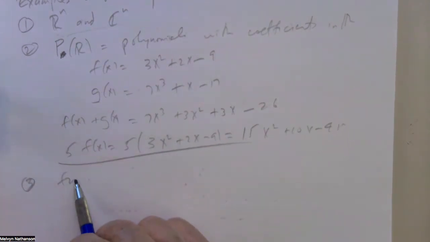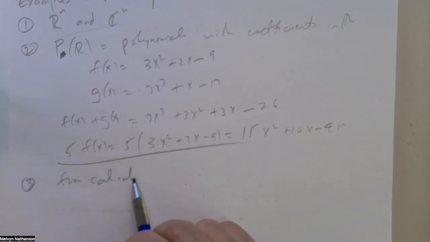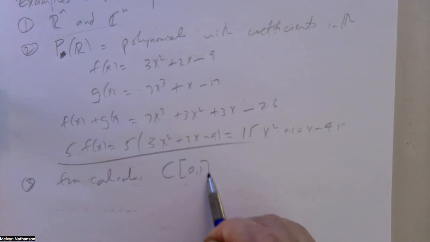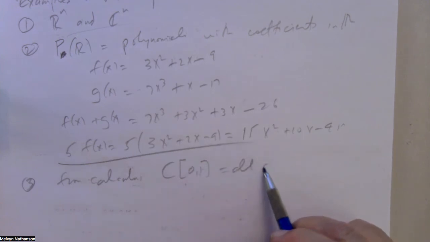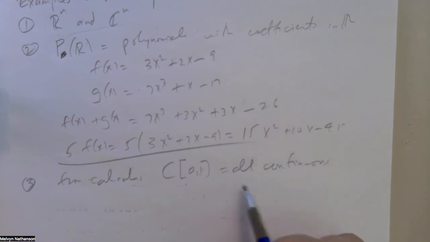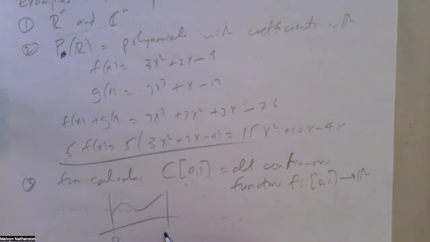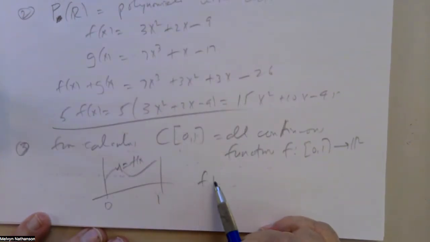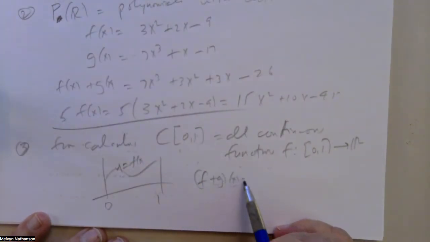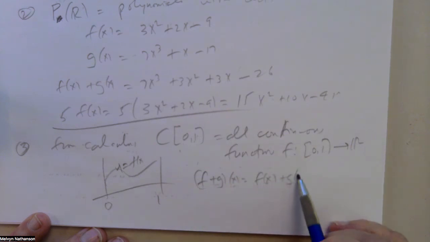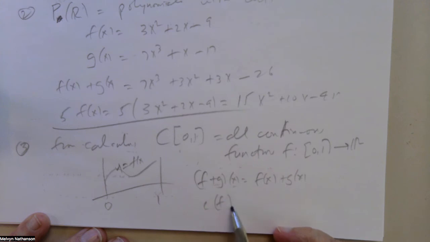Here's an example from calculus. I'll call it C01. This is all continuous functions f from 0, 1 into the reals. So take a function, y equals f of x. We define the sum of two functions, f plus g of x, to be f of x plus g of x. And a scalar times the function f of x is just c times f of x.